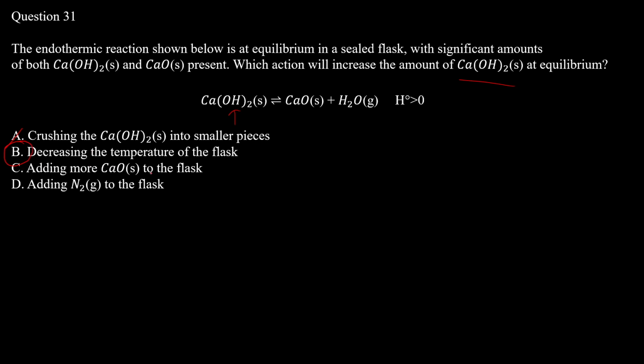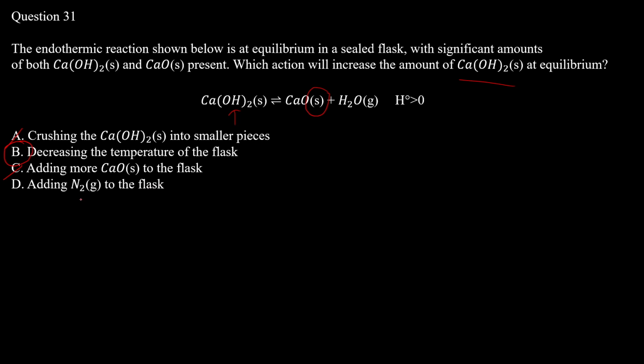C, adding more calcium oxide to the flask. Adding more calcium oxide isn't going to do anything because the calcium oxide is a solid, and solids have no impact on the equilibrium expression. So that's wrong. D, adding nitrogen gas to the flask.